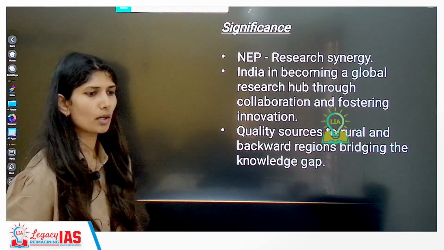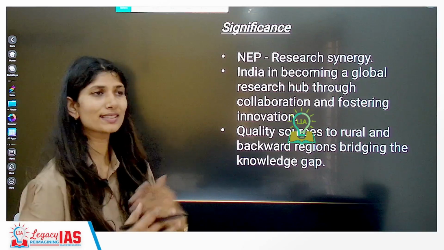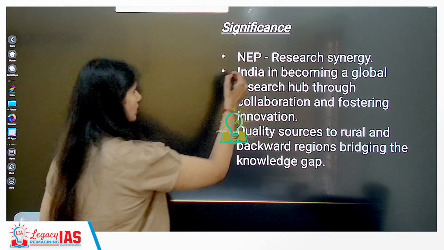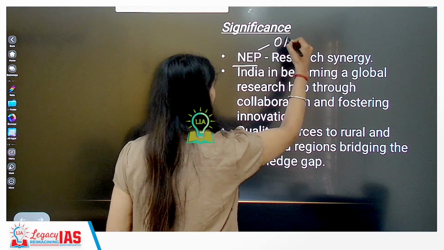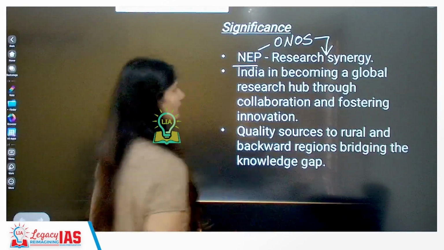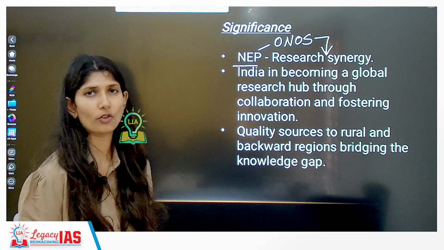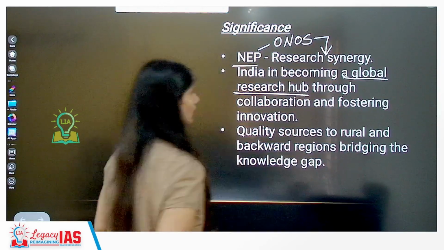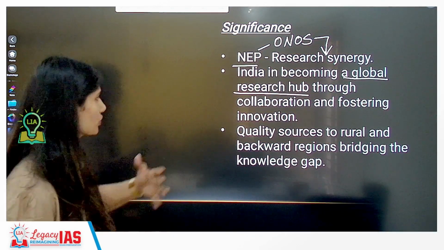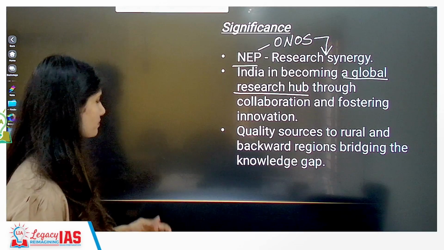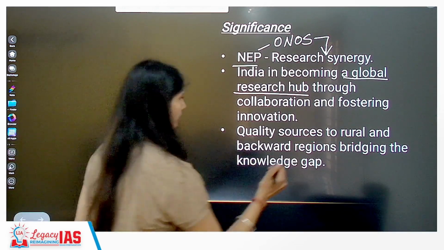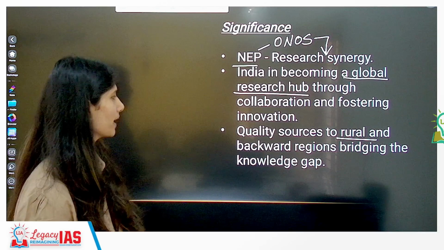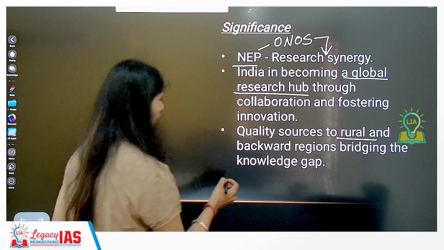So, by bringing in this particular scheme, what is the significance or impact? First thing is, your National Education Policy and your one nation, one subscription are fostering research synergy. They are bolstering the concept of research and development, which will lead to India becoming a research hub through collaboration and fostering innovation through research and development. And one more thing, look at this, this is what we have been mentioning when we speak about your tier 2 and tier 3 cities. Quality resources will be available to rural and backward areas, and this will bridge the knowledge gap.